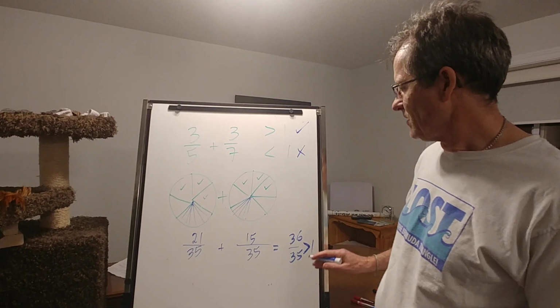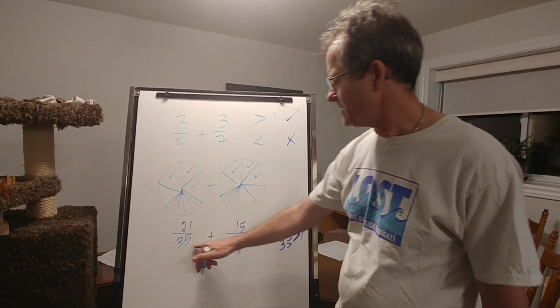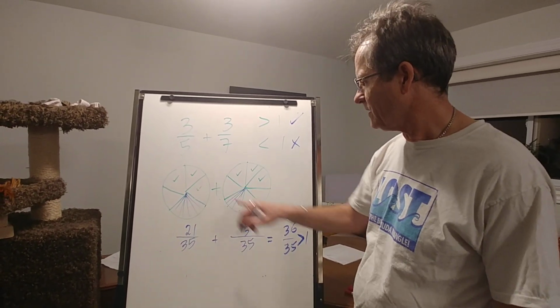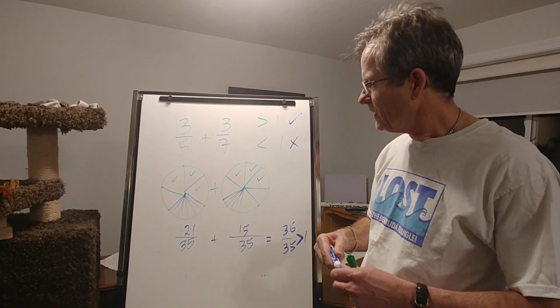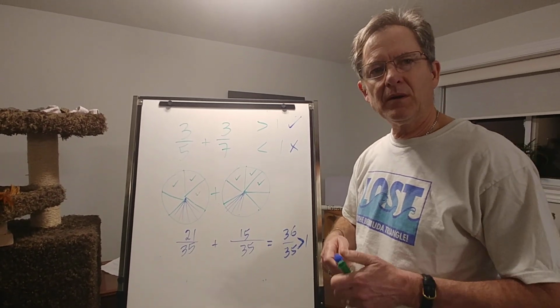So that's how you add fractions. The slices have to be the same. If you picture this, it should make it a lot easier for you. I think I'll do another video on multiplying and dividing.